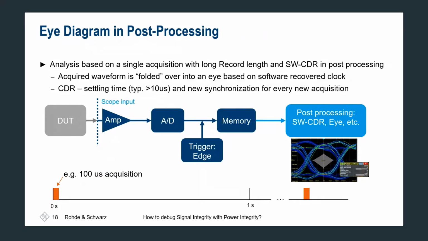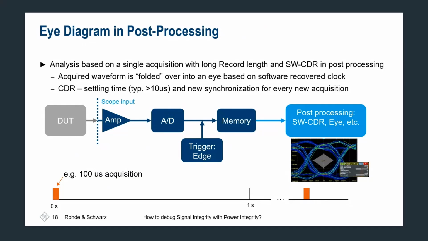There are two typical approaches for generating an eye diagram. The first one is so-called software-based post-processing. For example, the USB 3.2 Generation 1 standard requires that you acquire a long bit sequence, in this case 1 million bits, for generating an eye diagram. This means the oscilloscope needs to make a long signal acquisition, leading to a long record length. A software CDR algorithm is used for recovering the reference clock, slicing input data stream bits, folding the waveform over into the eye diagram, and showing it on the oscilloscope screen.